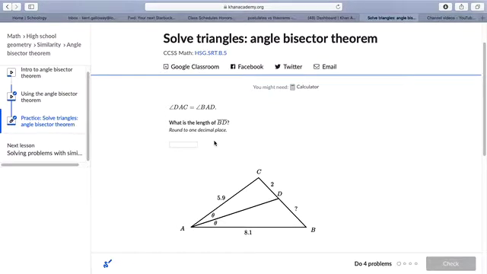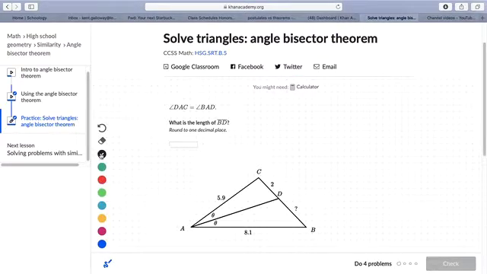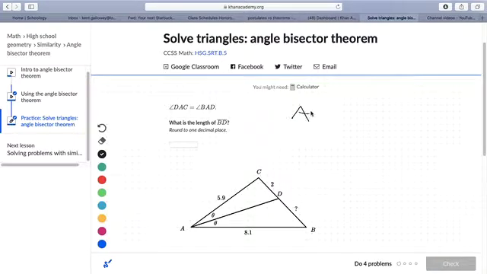Solve triangles, angle bisector theorem, okay? So what this is telling us, the angle bisector theorem, is that when we have an angle bisector, we know this is an angle bisector because this is congruent to this. That's why we have these thetas right here, okay? It's just saying these two angles are congruent, and it's split by a segment right here. So that is an angle bisector, okay? Then it meets right there.